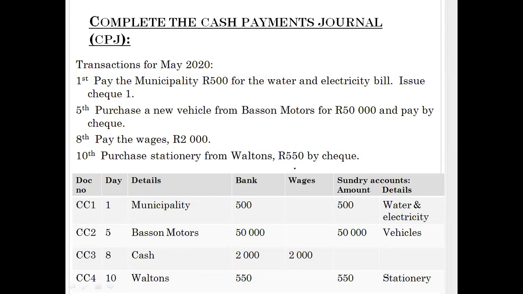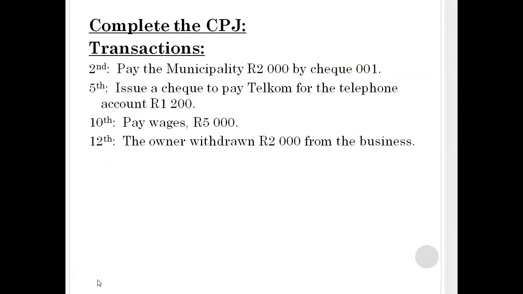Right, if there is a column like wages, for instance, in this case, then you write the amount in that particular column. If there is not a column for that, like the rest, like the stationery, the water, electricity, etc., then you take it to sundry accounts. Right, let's look at some more examples.